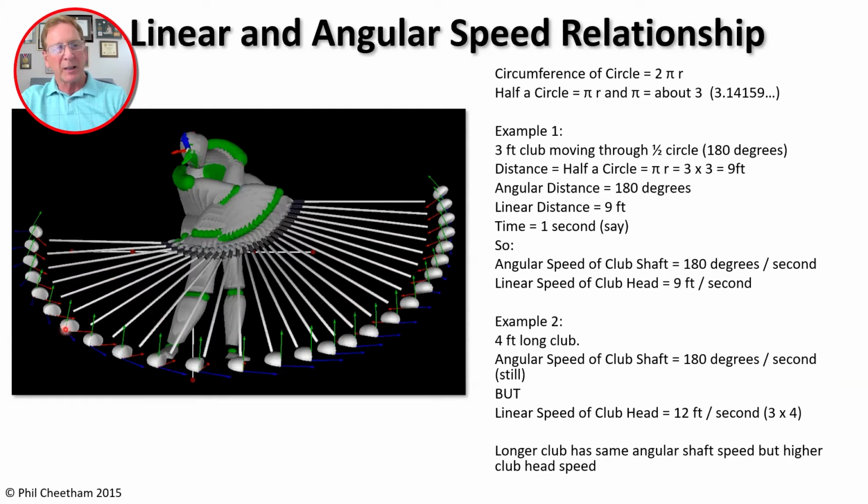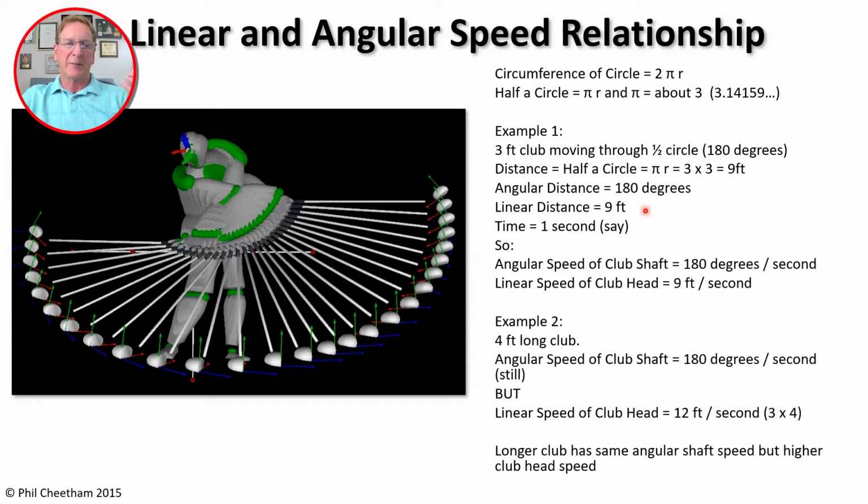So what's the length that the club head has to swing through? We can calculate that pretty easily, in fact, because it's pi times r. So it's 3, which is pi, times 3 feet, which is the length of the club. 3 times 3 equals 9. Remember, the angular distance was 180 degrees, and so we just calculated the linear distance being 9 feet.